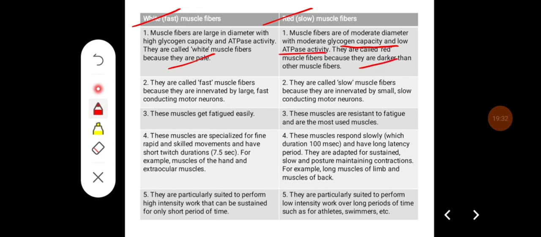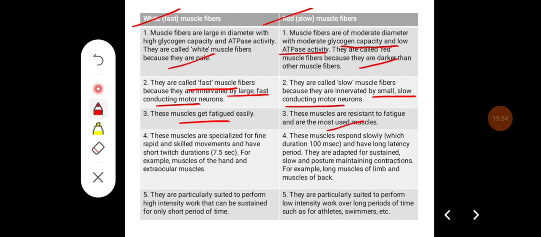White muscle fibers are fast muscle fibers because they are innervated by large, fast conducting motor neurons. Whereas red muscles are innervated by small, slow conducting motor neurons. White muscle fibers get fatigued easily, whereas red muscles are resistant to fatigue and are the most used muscles.